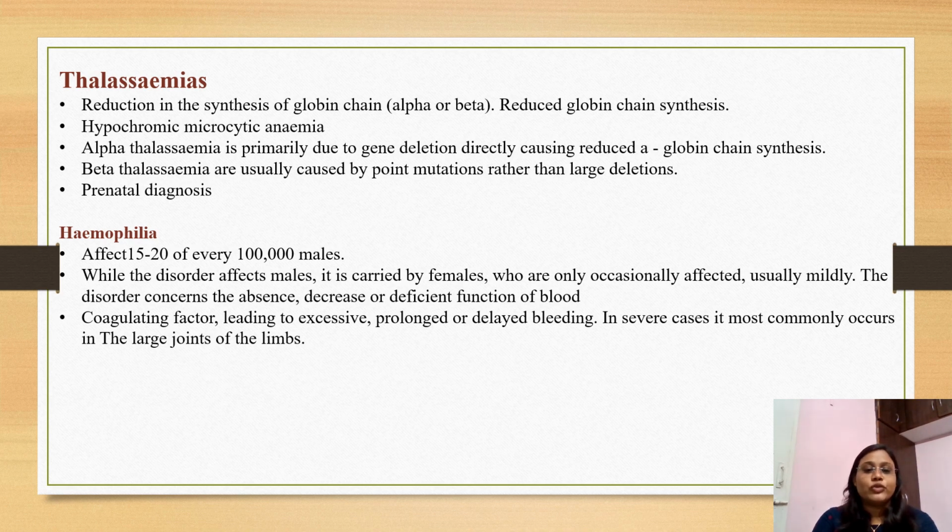Then hemophilia. Hemophilia affects 15 to 20 of every 10,000 male individuals. While the disorder affects males, it is carried by females. As we have seen, it is an X-linked recessive disorder, in which females are only occasionally affected, usually mildly. The disorder concerns the absence, decrease or deficient function of blood coagulation factors, leading to excessive prolonged bleeding, and in severe cases most commonly occurring in the large joints of the limbs.